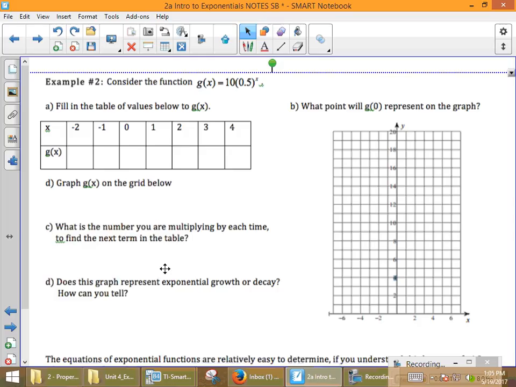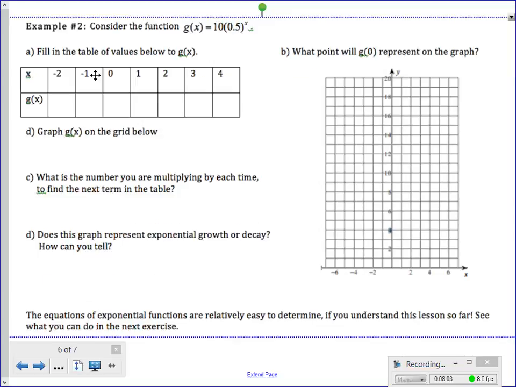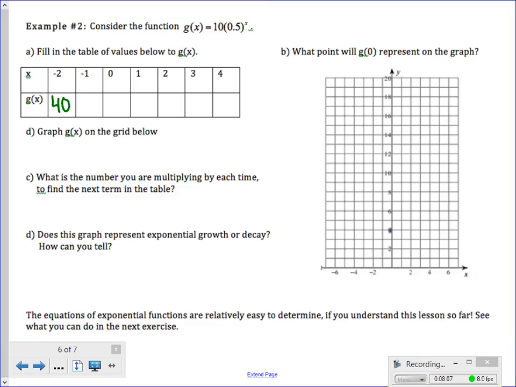Right? So from our calculator, I have that at -2, the value is 40. At -1, I have 20. 0 is 10. 1, 5. 2, 2.5. 3, 1.25. And 4, 0.625.